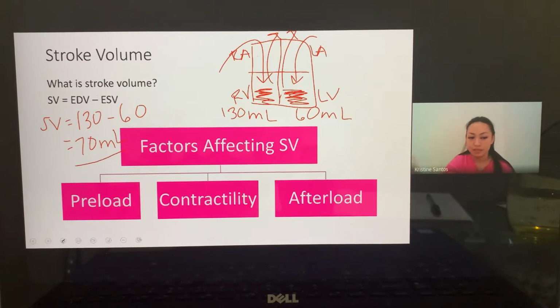So again, stroke volume is the amount of blood that gets pumped out per heartbeat. And that's basically just taking away end systolic volume from end diastolic volume. So I hope you understand that. Do you have any questions about that, where I got those numbers from?